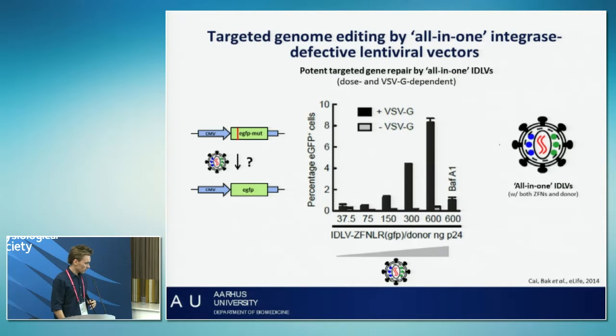So as for the, we of course also want to do all-in-one delivery. So we went back to our reporter cell line, which had a mutated form of EGFP, a non-expressing EGFP variant. We co-packaged our zinc finger proteins together with the donor needed for repair. And as before, when we transduced the cells with increasing amounts of virus as measured by P24, we could see an increase in targeted gene repair.